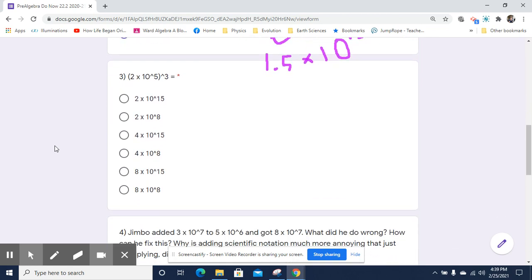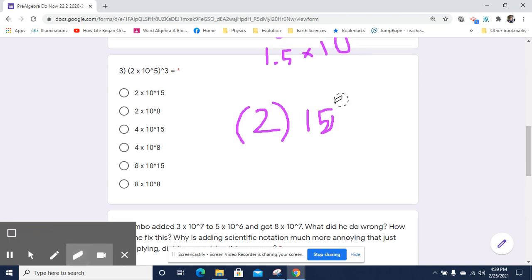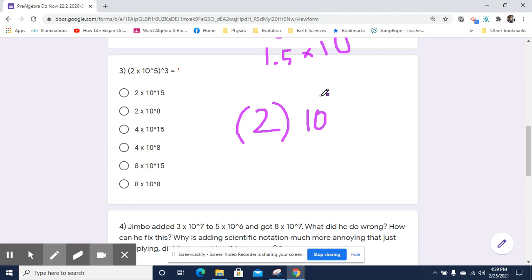All right. 2 times 10 to the 5th cubed. Let's work that out. We're going to do the same kind of thing. We're going to take the coefficient of 2 and the 10 to the 5th. Oops, let me fix that. I was thinking 5 at the same time I was writing a 0. So 10 to the 5th, we'll put that in parentheses, and each part of this we're going to raise to the 3rd power. And so 2 to the 3rd power is 8.